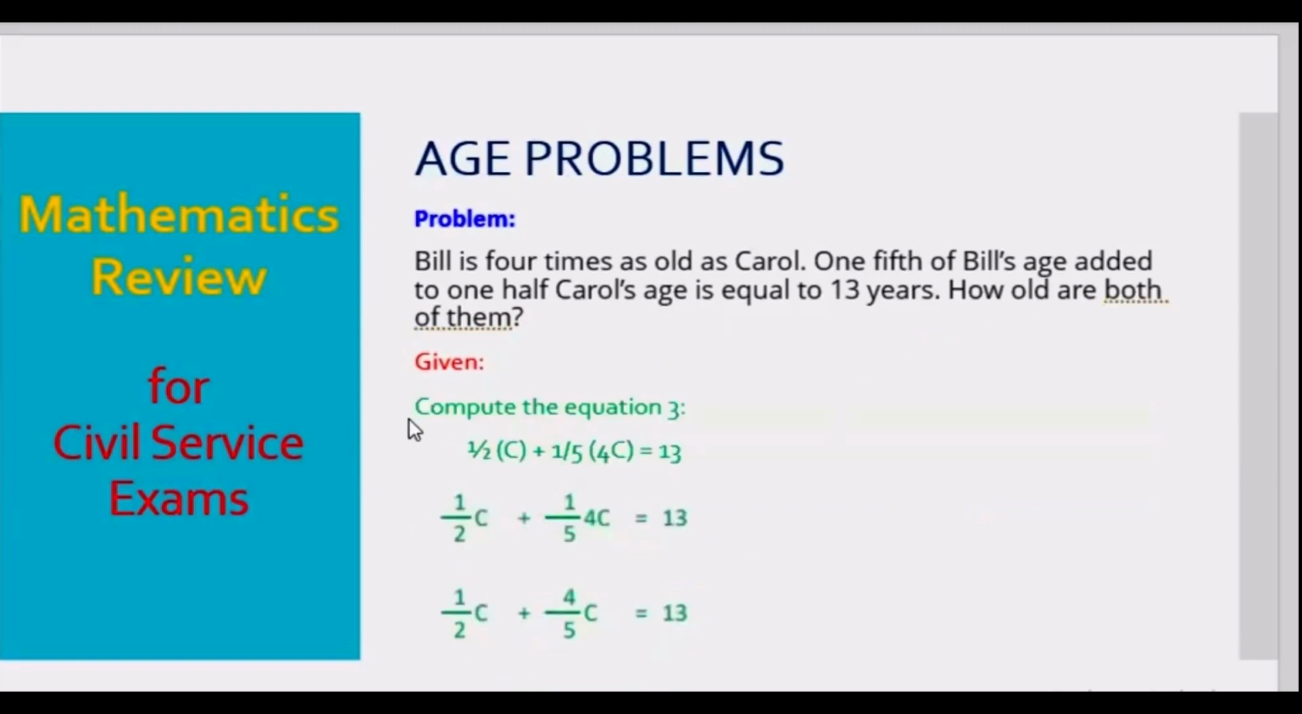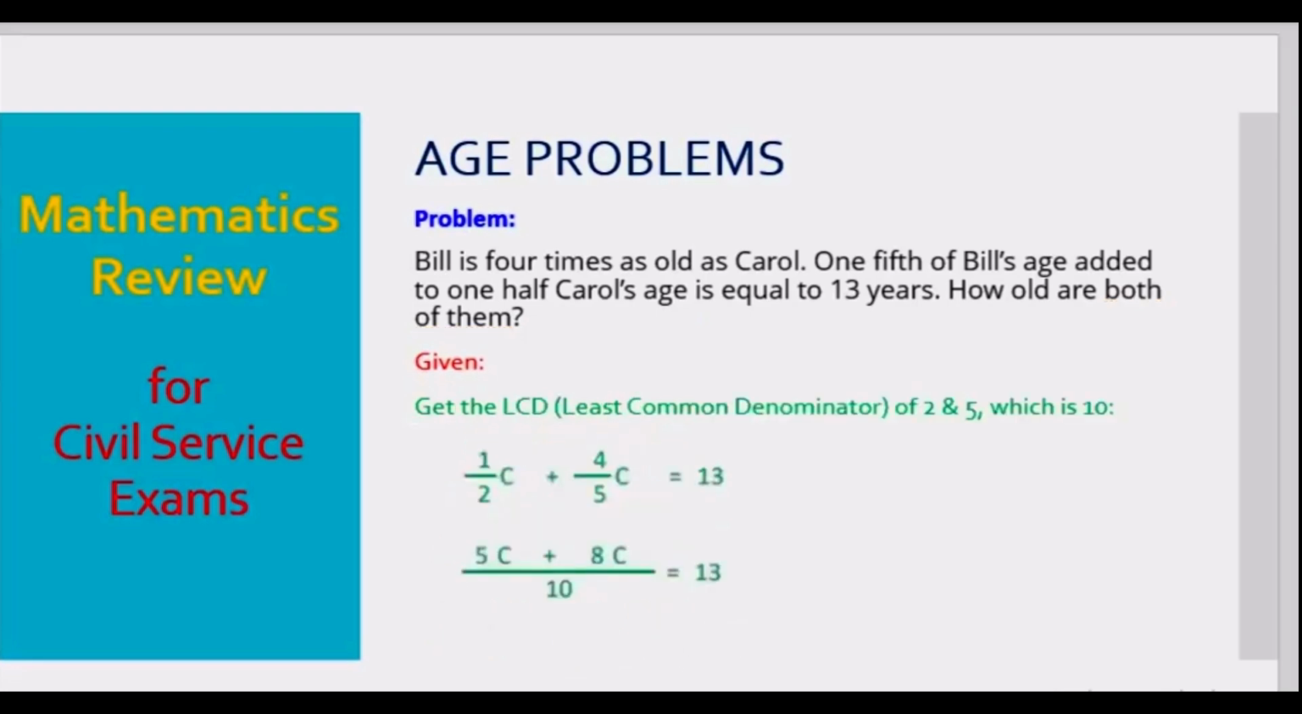Okay. So, we have to compute now this equation number 3. So, 1/2 of C plus 1/5 of 4C is equals to 13. So again, we're writing 1/2 of C. So yung 1/5 of 4C here will now become 4/5 kasi multiply mo lang 1 sa 4. 4/5 C is equals to 13.